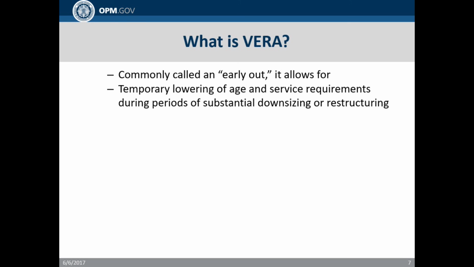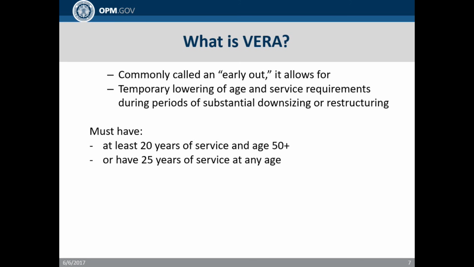VERA is commonly referred to as an early out. It allows for temporary lowering of age and service requirements for retirement during periods of substantial downsizing or restructuring. To qualify for VERA, an employee must have at least 20 years of service and be at least age 50. Or if they have 25 years of service, they can retire early at any age.